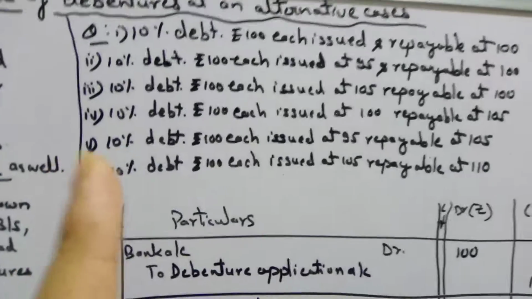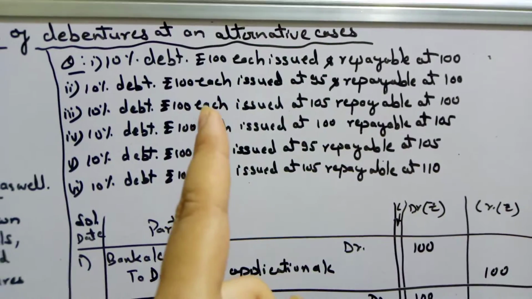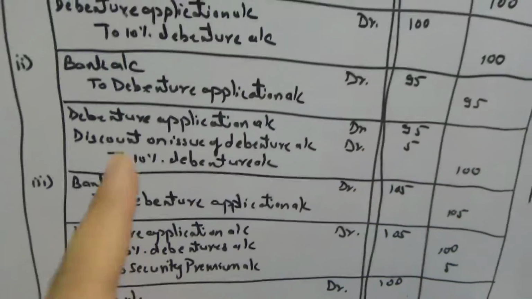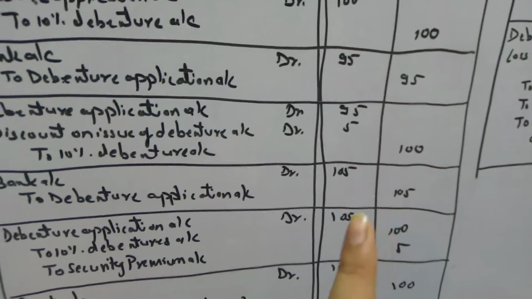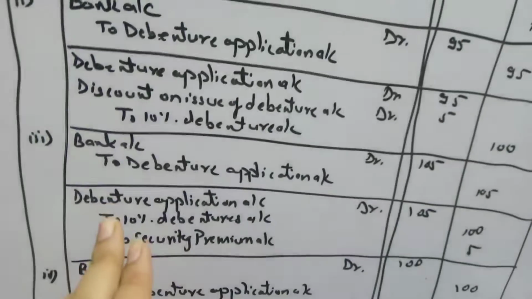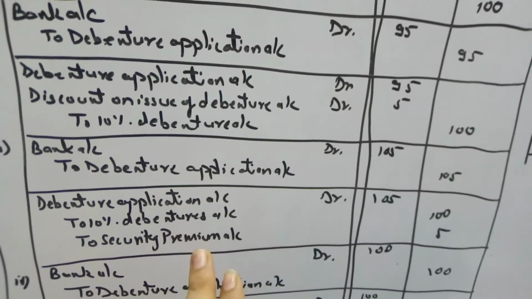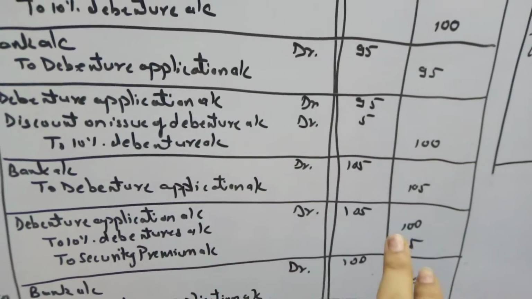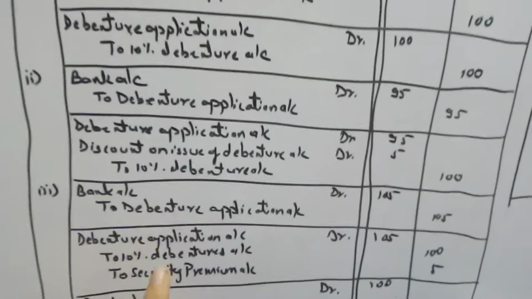Then, third, 10% debenture of 100 rupees issued at 105. If your issue price is greater than your face value, then it is a case of premium. So, issued at premium, redemption at par. Let's see. First entry is your receipt entry: bank account debited to debenture application account with 105 rupees, because this is the issue amount. Therefore, the issued amount is mentioned here. Then, debenture application account debited to 10% debentures account and to securities premium account. The 10% debentures account shall always be credited with the nominal value, and the securities premium is 5, as mentioned in the question. So this is the third case entry.